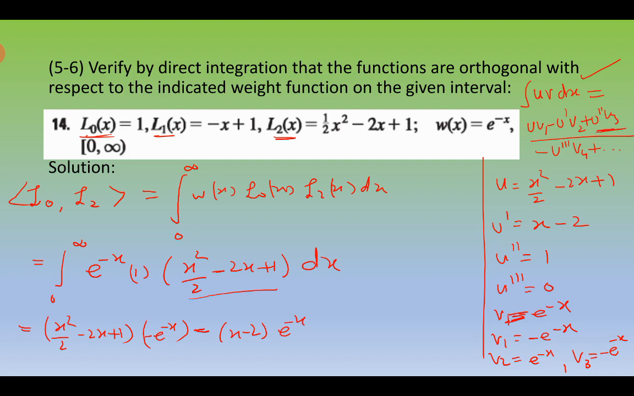Third term, u double prime is 1, but v3 is negative. So this will be negative e power minus x. Now from 0 to infinity.